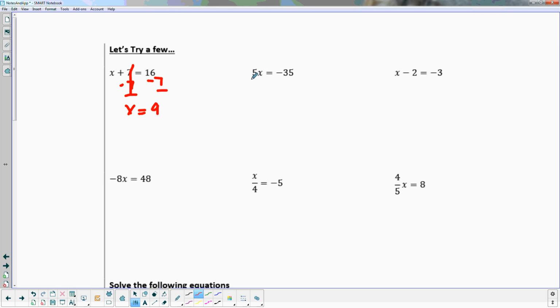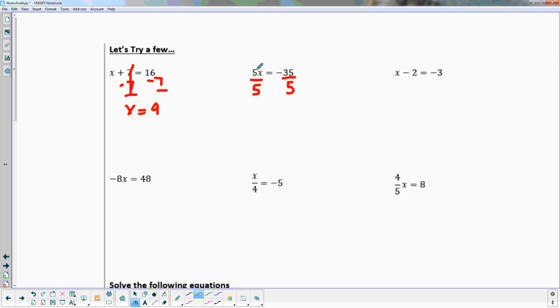On this one, since 5 is being multiplied to x, I will divide that off. So you notice something different that happens when we undo these different operations. Technically, in this one here, I had subtracted 7 from both sides, so this side would be x plus 7 minus 7 equals 16 minus 7. And plus 7 minus 7 takes me to 0. So I get x plus 0.